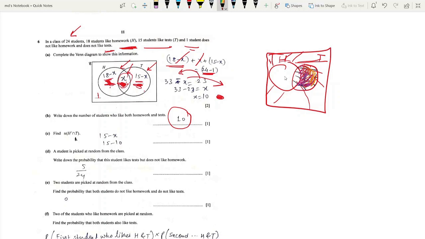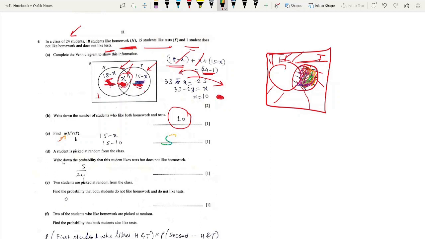Good. And the n outside means we have to just tell the number for this part. So this part was 15 minus x, right? You can check that. So simply we have to write 15 minus x, and x was 10, so 15 minus 10, which is 5.